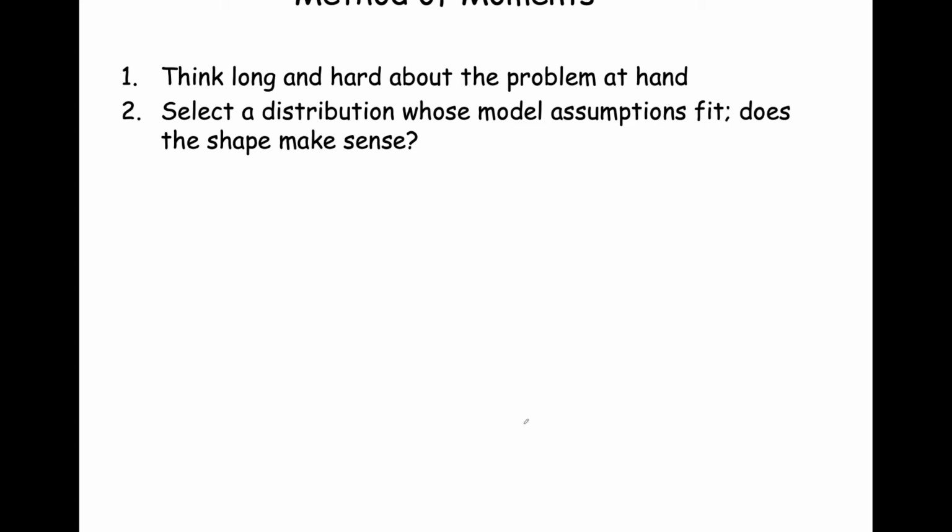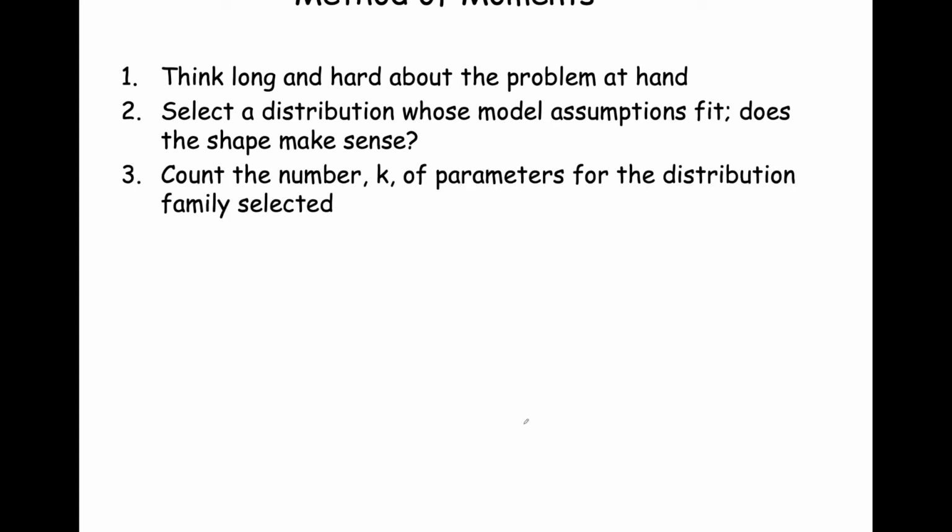Now, once you select a distribution whose model assumptions fit, the other question is the shape of what you see when you do the analysis, the visualization. Does that make sense? Because if it is symmetric, it's most likely not going to be a gamma, for example. So once you select a suitable distribution that matches both the model assumptions as well as the shape, you then take that distribution, you count the number of parameters that distribution has, the number of parameters k. If it's a Poisson, it's one parameter, k is 1. If it's a gamma, it's 2 parameters, k is equal to 2.